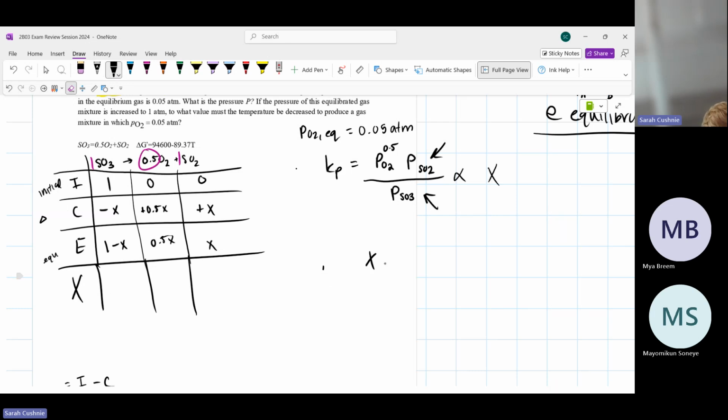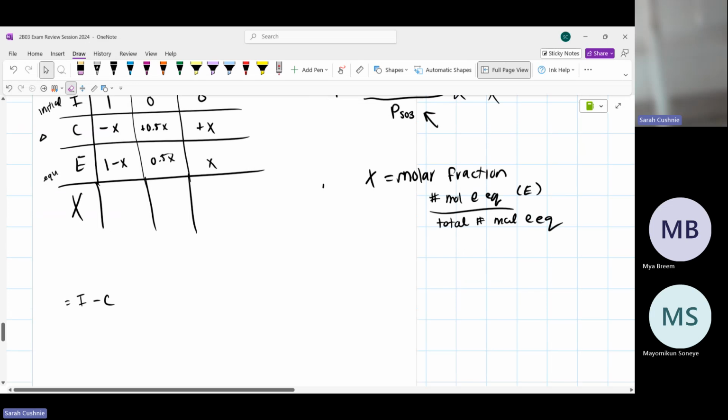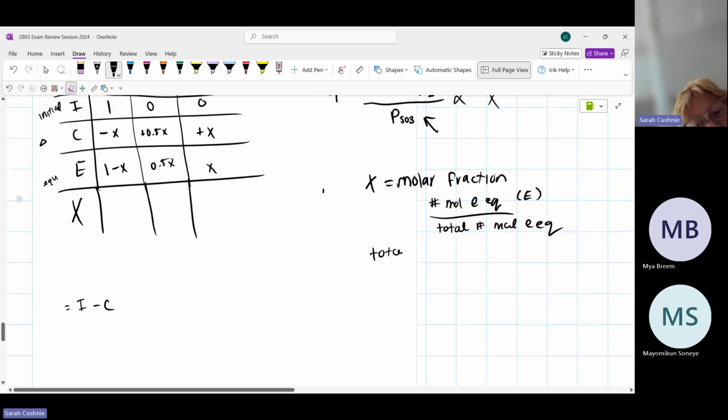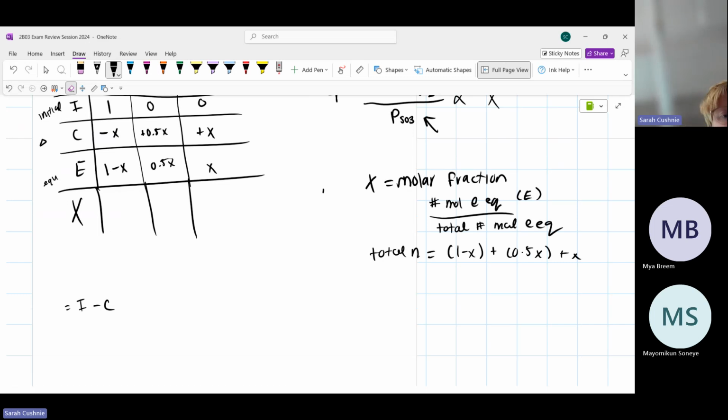We're just jumping around a little bit here. X is equal to the molar fraction of each element. So that's the number of moles at equilibrium, which is what we have listed in E, divided by the total number of moles at equilibrium. Our total N is going to be equal to 1 minus X plus 0.5X plus X, summing all of these values together.